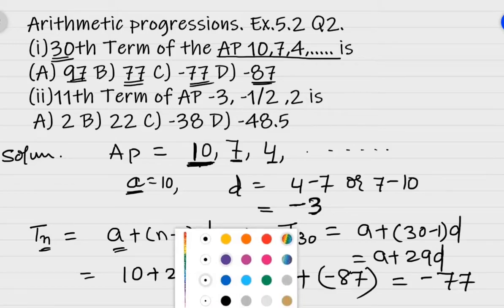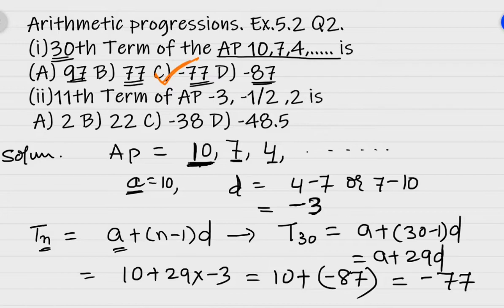So which one is your correct option? Minus 77 is your correct option. So the 30th term of the AP 10, 7, 4, dash dash dash is minus 77. Your answer is minus 77. Now let us see the next one.